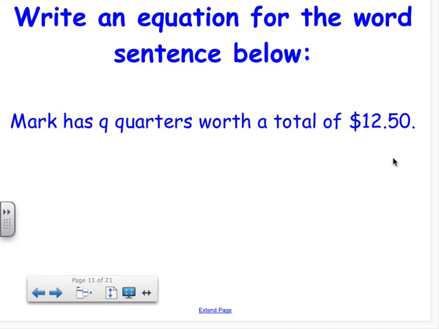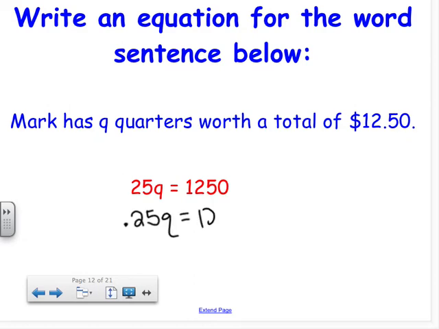So let's see. A couple of different ways to do this. You could have written 25Q equals 1,250. This is in terms of pennies, right? We have 1,250 cents. Or you could have written it a different way. I probably would have done it like this: 25 cents times the number of quarters equals $12.50. Either way works.